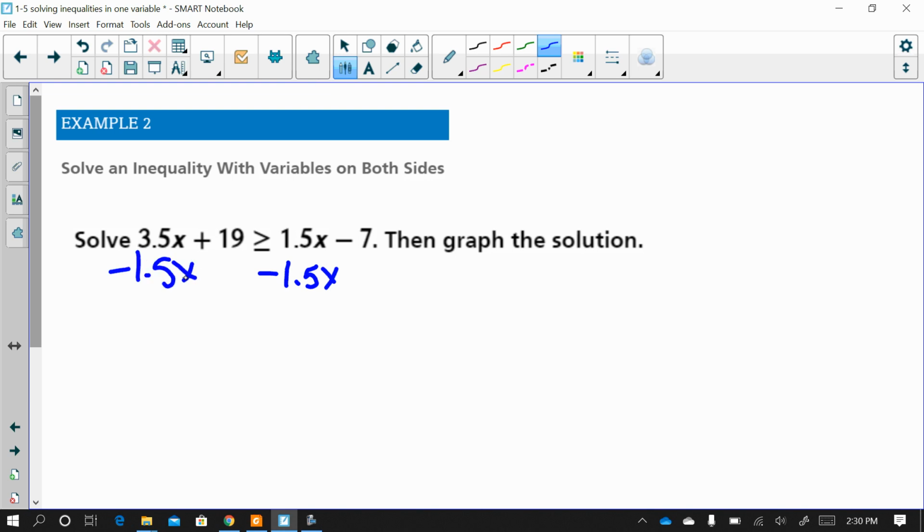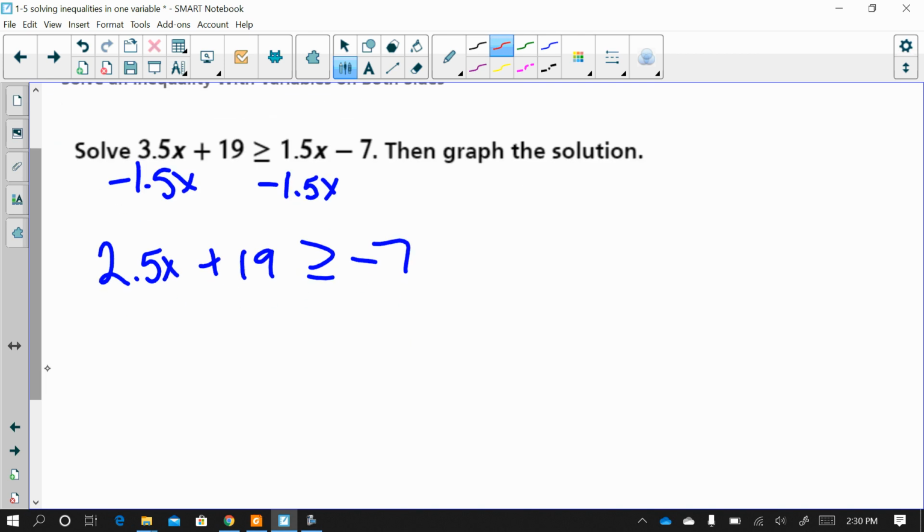3.5 minus 1.5 is 2.5x plus 19 greater than or equal to negative 7. Okay, all my x's are together. Let's get all the other stuff together. So let's get rid of this 19. Oh my goodness. See, this is why I prefer to have class in person. 3.5 minus 1.5 is just simply 2. There we go, that looks better.